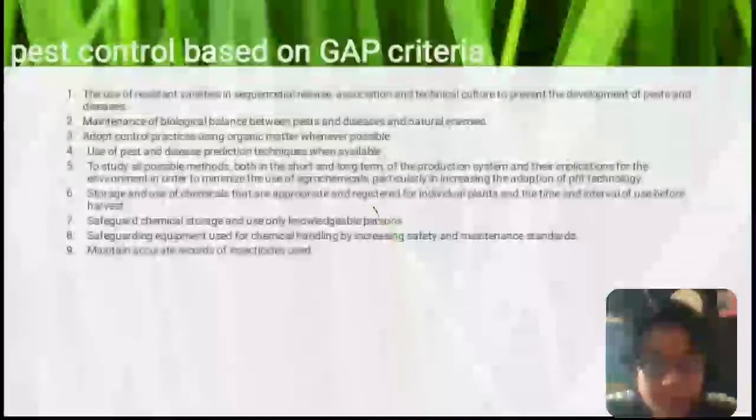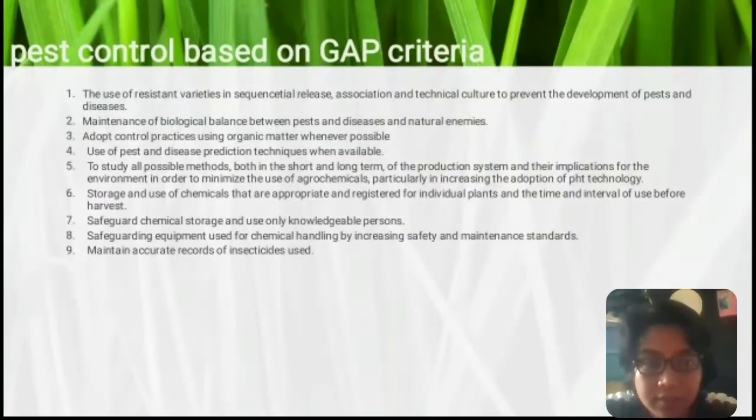Next slide is pest control based on GAP criteria. Number one, the use of resistant varieties in sequential release, association, and technical culture to prevent development of pest and disease. Second, maintenance of biological balance between pest and disease and natural enemies. Third, adopt control practice using organic matter whenever possible. The fourth, use the pest and disease prediction technique when available.